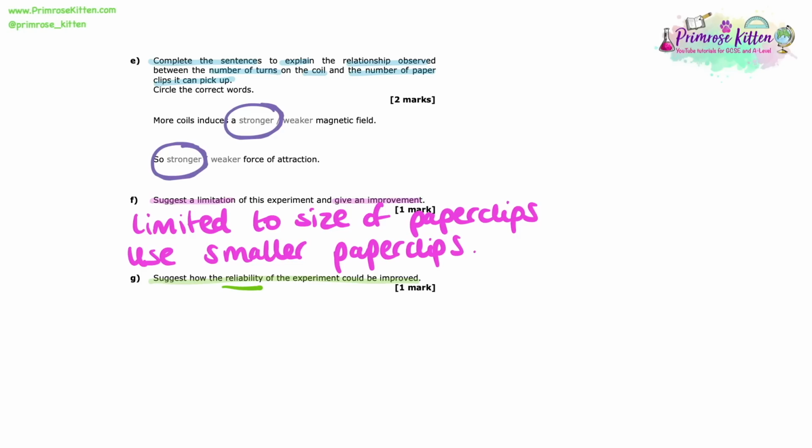Next up, we're asked to suggest how the reliability of the experiment could be improved. And this is universally true to all of your sciences. If you're asked about reliability at any point, always say that you can do some repeats. That will always be a great answer to any question where we want to improve reliability of an experiment.